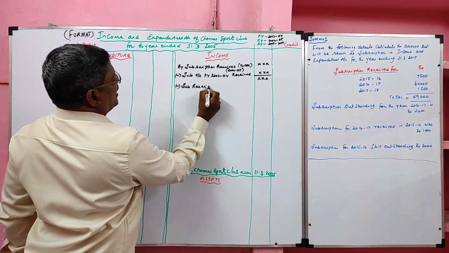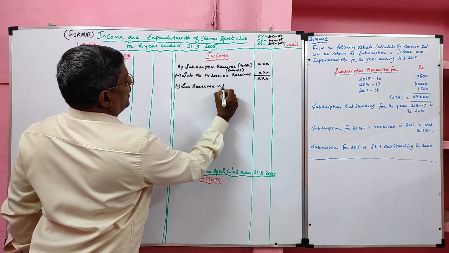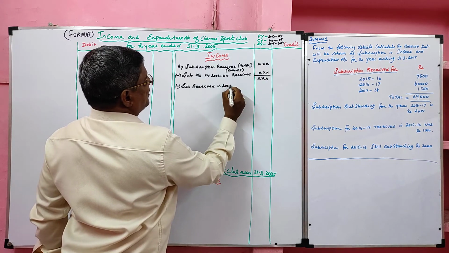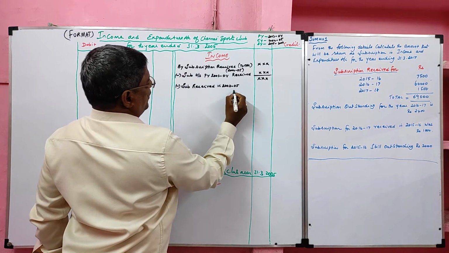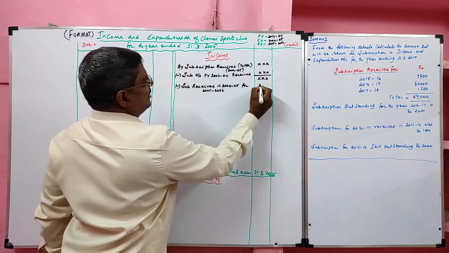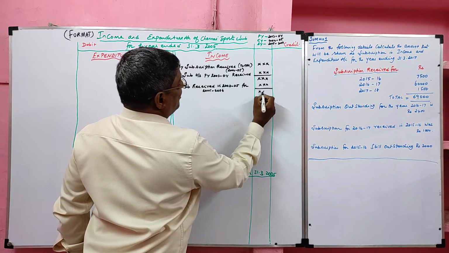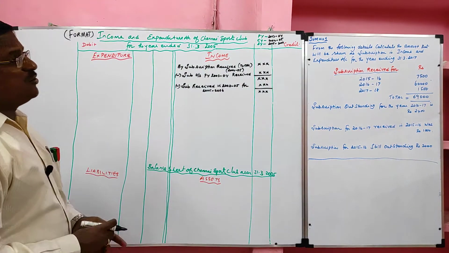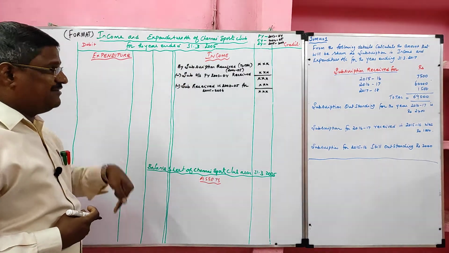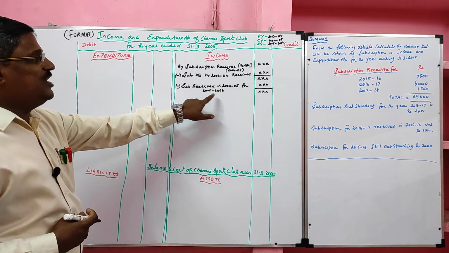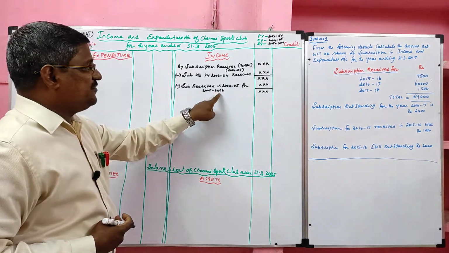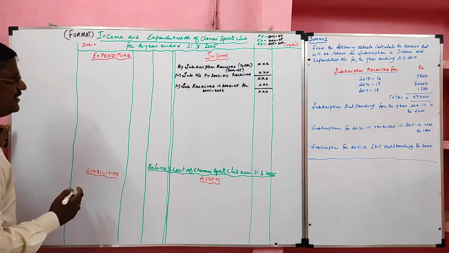Then subscription received in the current year 2004-2005 for the next year 2005 and 2006, that we have to deduct. Why, sir? Because here we received a subscription for the next year. So last year's subscription outstanding received in this year we deduct. Then subscription received in this year for the next year, that also we should deduct. So subscription received in the current year 2004-2005 for 2005-2006 will go to the liability side also.